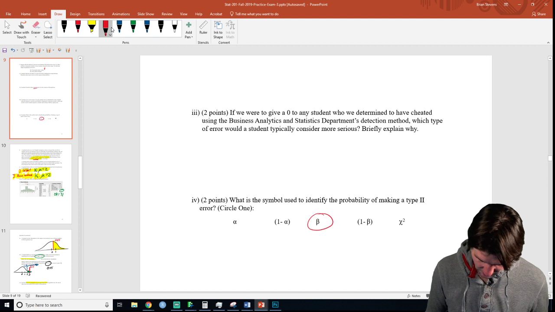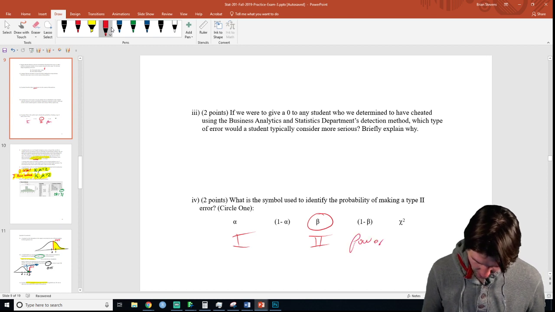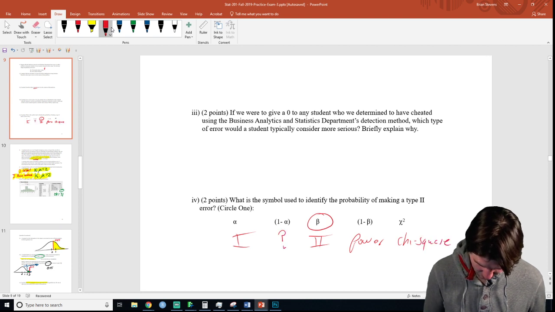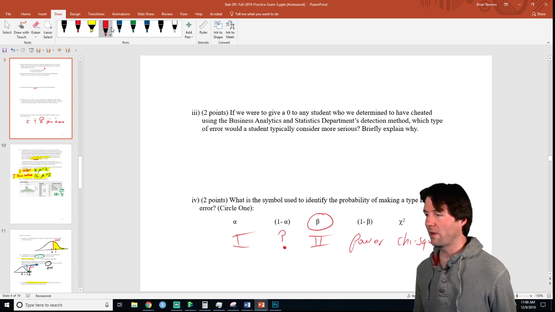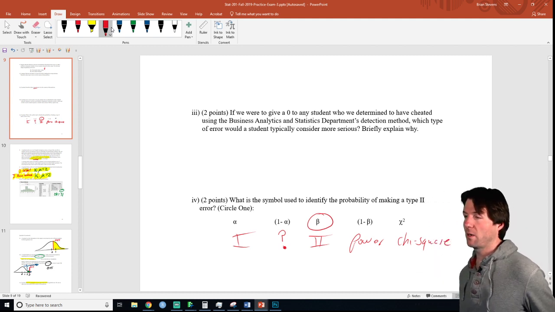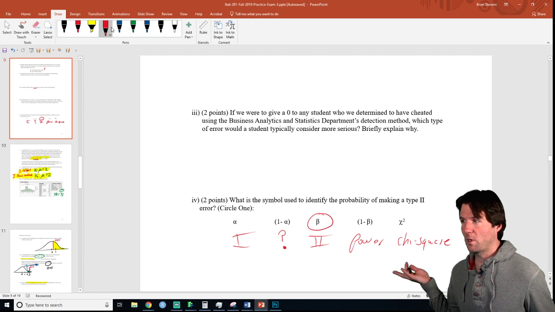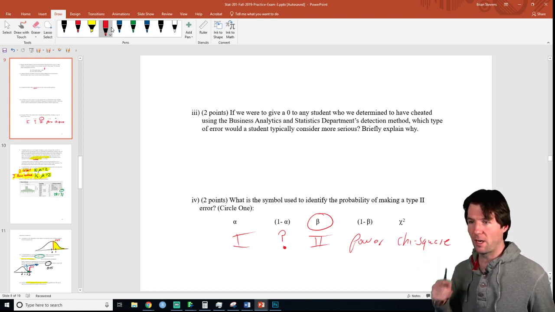Type 2 error is this. This is type 2. This is type 1. This is power. This one is chi-square, but it has nothing to do with any of that. This is a formula we don't use. So we've got here type 1 error is alpha, type 2 error is beta. Power is 1 minus beta, which is the probability of correctly rejecting the false null. That is correct. One time I misspoke earlier. And chi-squared is chi-squared. That's used for categorical data, which is a great way to end.